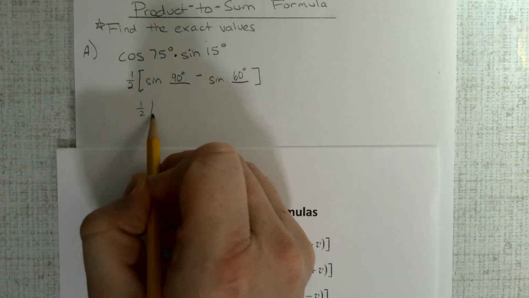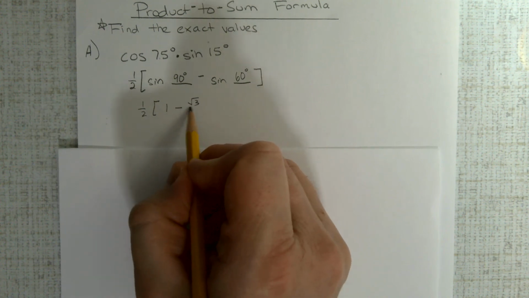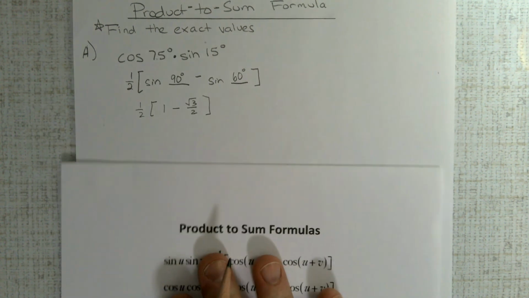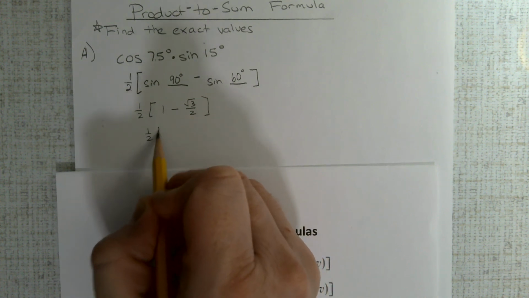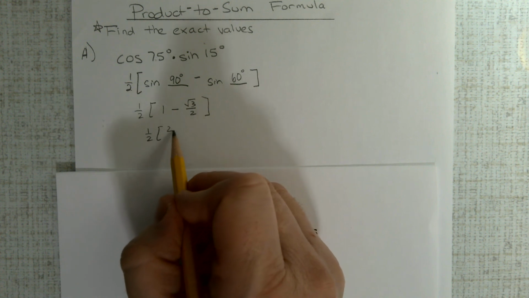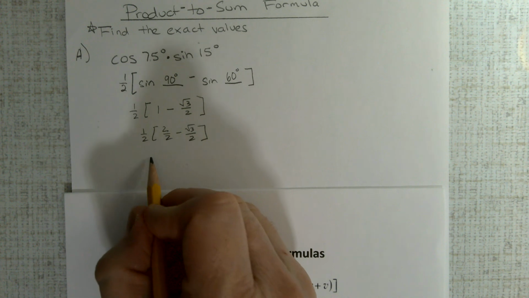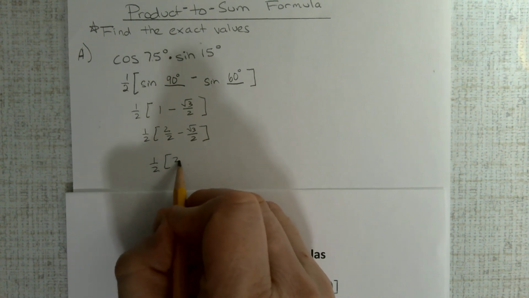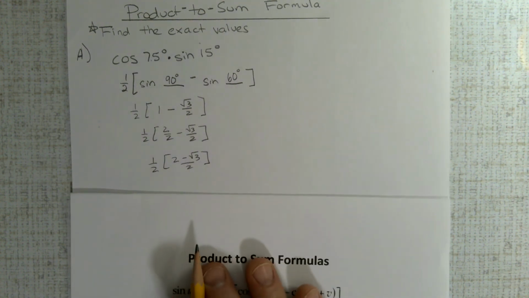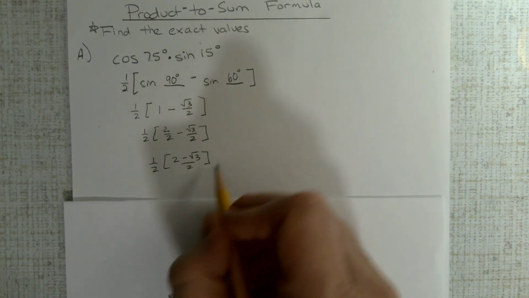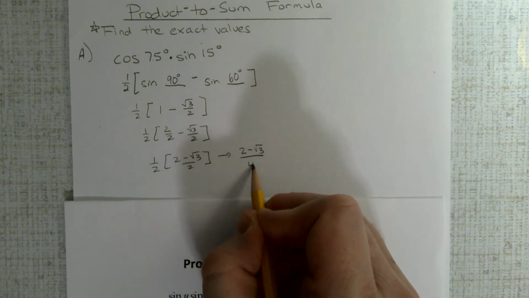We have 1/2 times sine of 90, which is 1, minus root 3 over 2. Do some work with the fractions here. This would be what? Change this to 1/2 times 2 over 2 minus root 3 over 2. And we have 1/2 times 2 minus root 3 all over 2. And if I multiply this out, that's going to be 2 minus root 3 over 4.